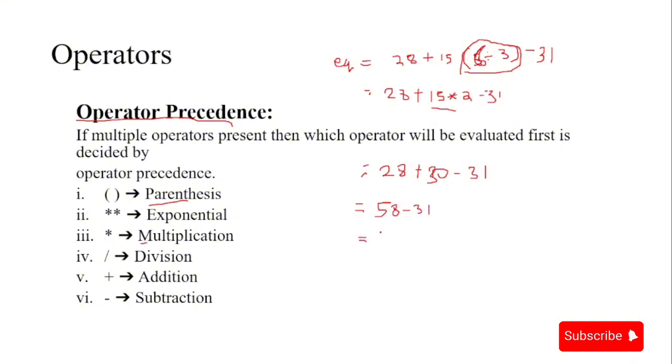This will be, I don't know, 27 or what? Is it 27? I guess that is right. Yeah, 27. So that is how an operator precedence can be applied.